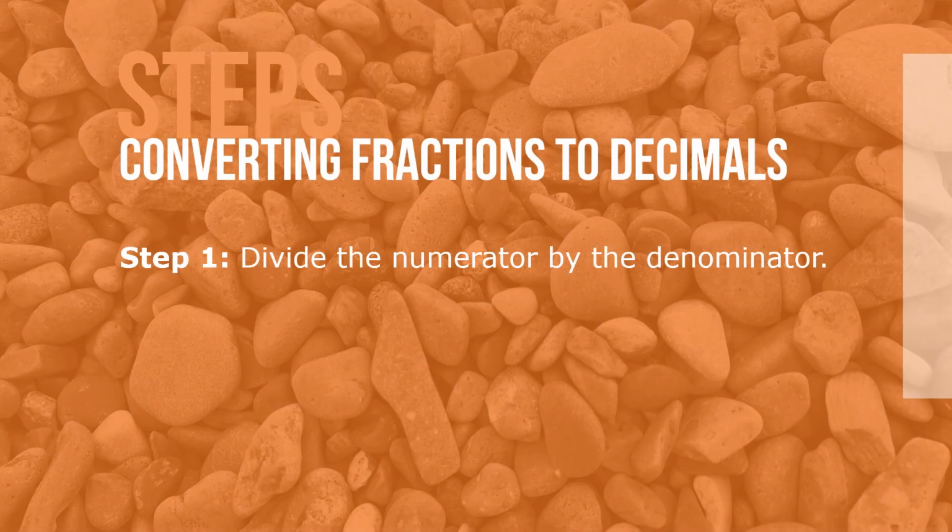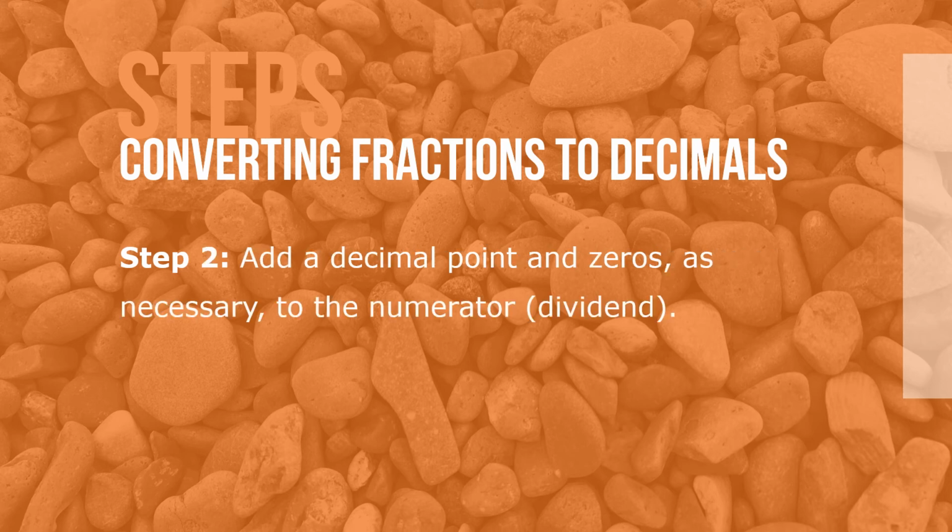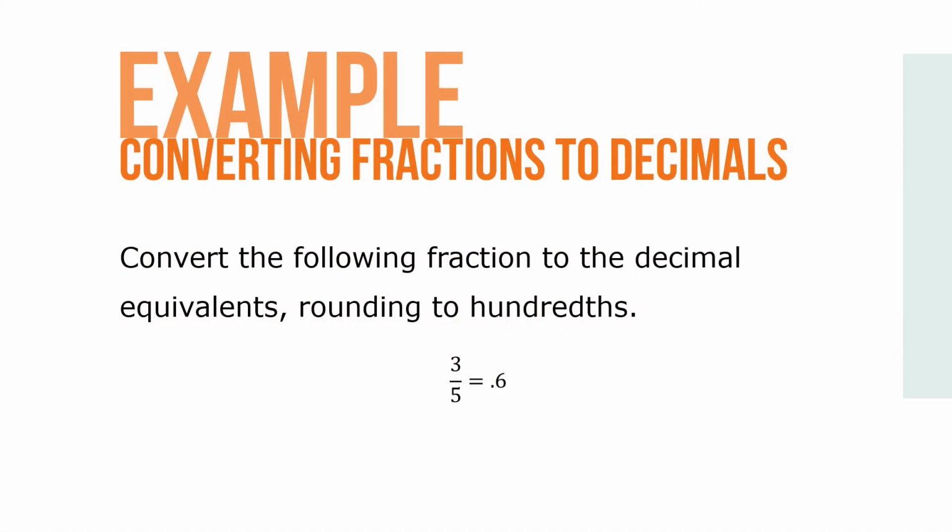Here are the steps for converting fractions to decimals. Step 1. Divide the numerator by the denominator. Step 2. Add a decimal point and zeros as necessary to the numerator, the dividend. Here's an example of how we might convert the following fraction to the decimal equivalent rounding to hundredths. 3 over 5 equals 0.6.